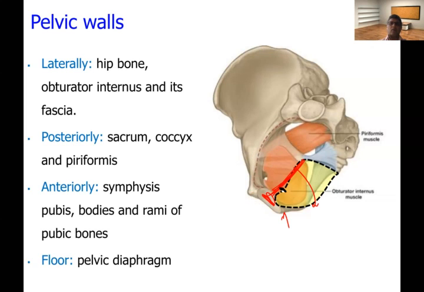Okay. So it's not only rotation, there can be many other reasons that can lead to cesarean sections, emergency cesarean sections. Okay. So this is the pelvic floor over the pelvic diaphragm, which we will discuss later.